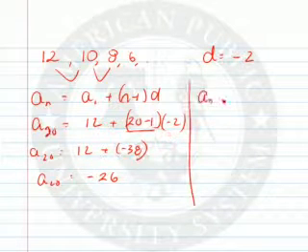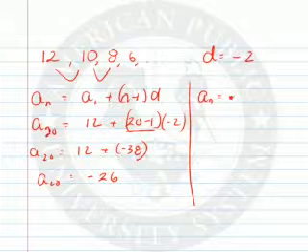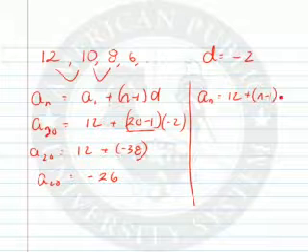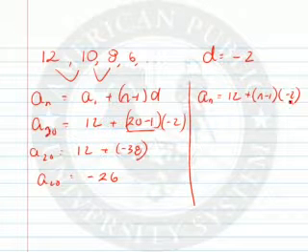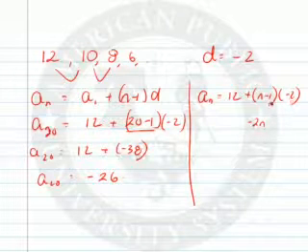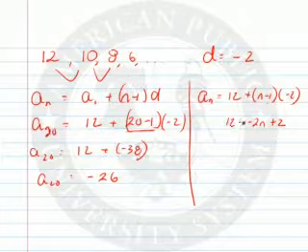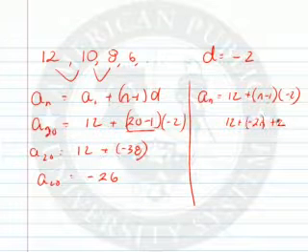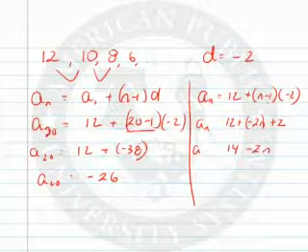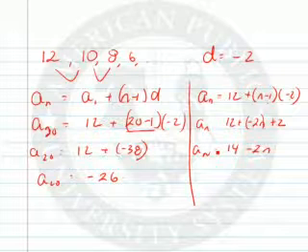So let's now do it with that idea of the general term. A sub n is equal to a sub 1, which is 12, plus n minus 1 times the difference, which is negative 2. Let's see what happens. Negative 2 times n is negative 2n. Negative 2 times negative 1 is positive 2. So it's 12 plus negative 2n plus 2. 12 plus 2 is 14. 14 minus 2n. So we say that's the general term here.